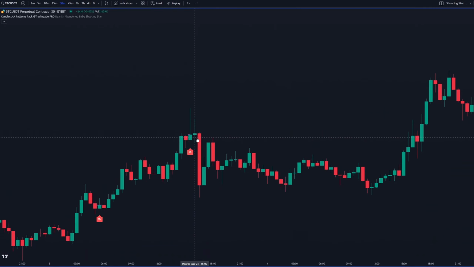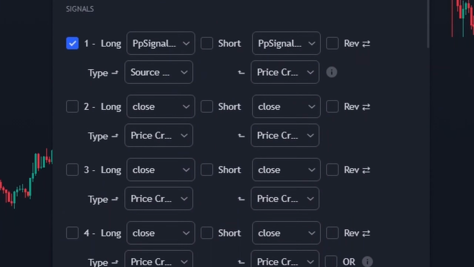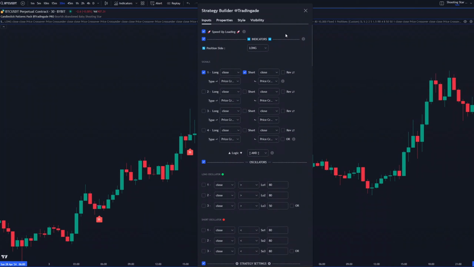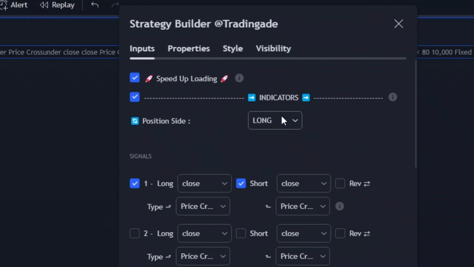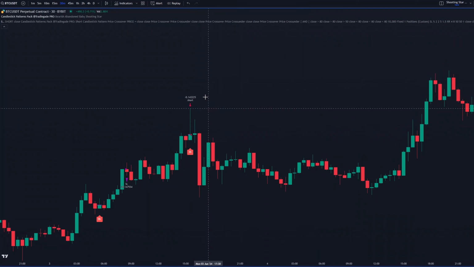The logic behind this candlestick pattern is absolutely simple, and now we will turn it into a trading strategy using our strategy builder, a powerful tool that allows us to build strategies without coding. Let's build the strategy together. As I was saying before, this is a short candlestick pattern, so we can select only short here, turn off the long signal and leave only the short signal. Here we will select short candlestick pattern and price equal. As you can see now, we enter a short position whenever we have a shooting star candlestick pattern.